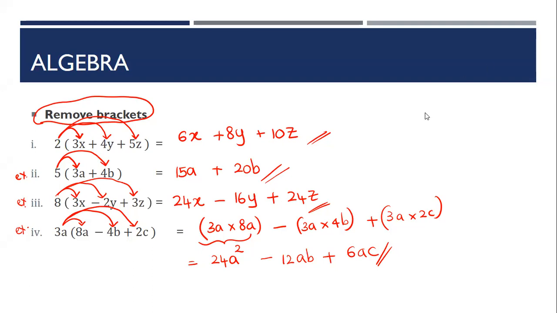Okay, so the first example question, we are getting the answer 6x plus 8y plus 10z. For the second one, the answer is 15a plus 20b. The third one, we are getting the answer 24x minus 16y plus 24z. And for the fourth one, we are getting the answer 24a squared minus 12ab plus 6ac. Okay, so those are the answers we got when we removed the brackets.